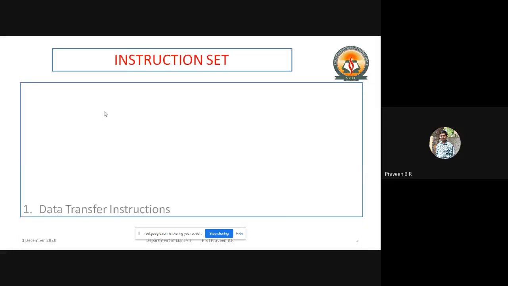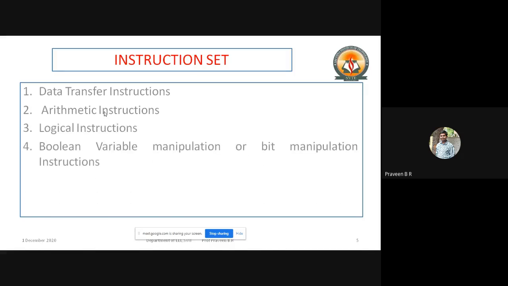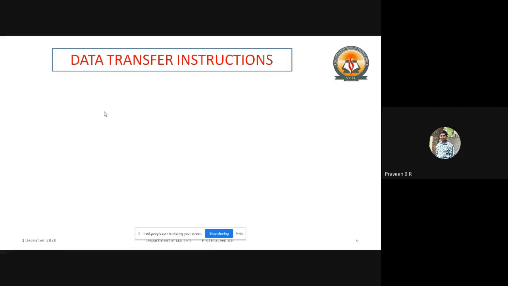As I specified, the instruction set consists of 6 types. What are they? Data transfer instruction, arithmetic instruction, logical instruction, bit manipulation instruction, program branching instruction, and subroutine instructions. So let us study in this video only the data transfer instruction.